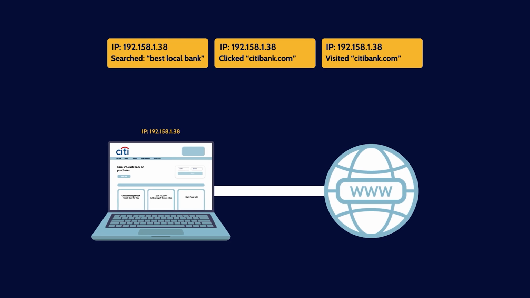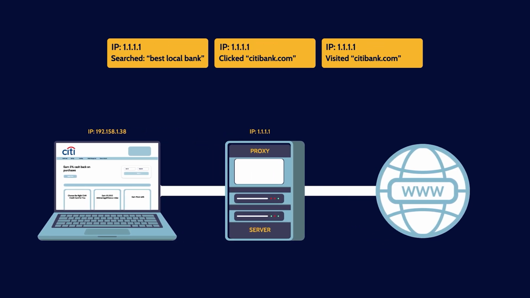Proxies play a crucial role in protecting your online privacy by acting as a shield between your device and the internet. By masking your IP address, proxies conceal your true location and identity, making it significantly more difficult for websites, advertisers, and cybercriminals to track your online activities or target you with unwanted surveillance.